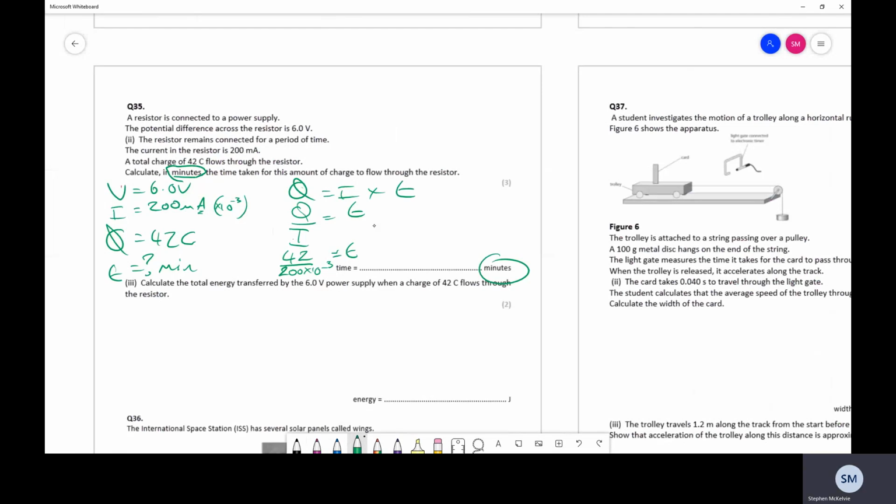Cool. All right. So this gives me the time in seconds as 210 seconds. Divide by 60, and that will give me my time in minutes, giving me my time in minutes to be 3.5 minutes.